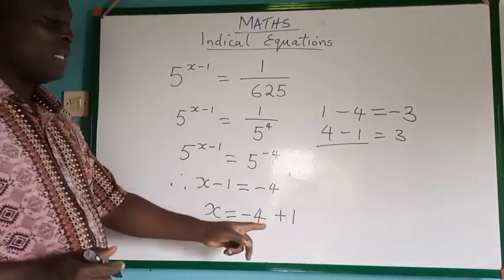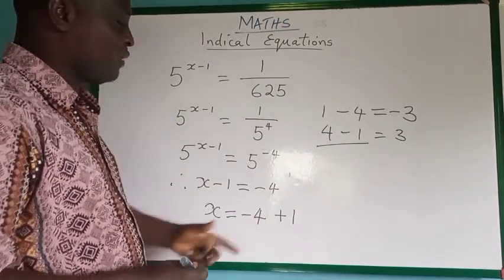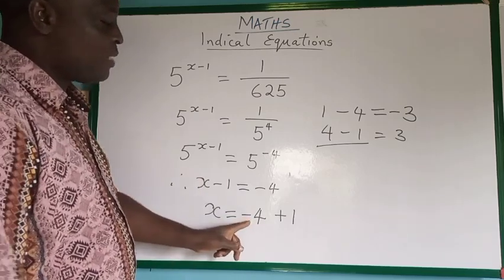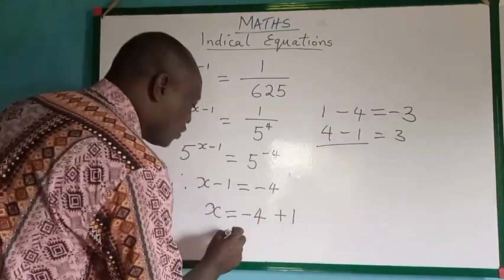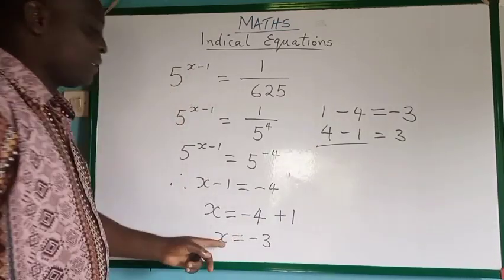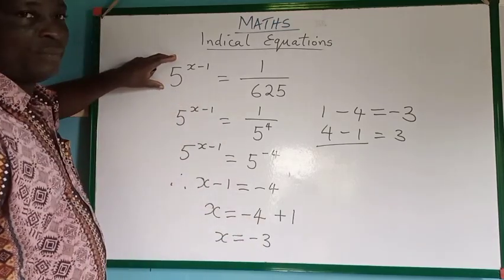So the same thing goes here. If I want to rearrange it, I can rearrange it as this first one. But if you are good in maths and you are familiar with it, all you need to do is to say minus 4 plus 1 is equal to minus 3, which is x. So x is having the value minus 3 based on this equation.